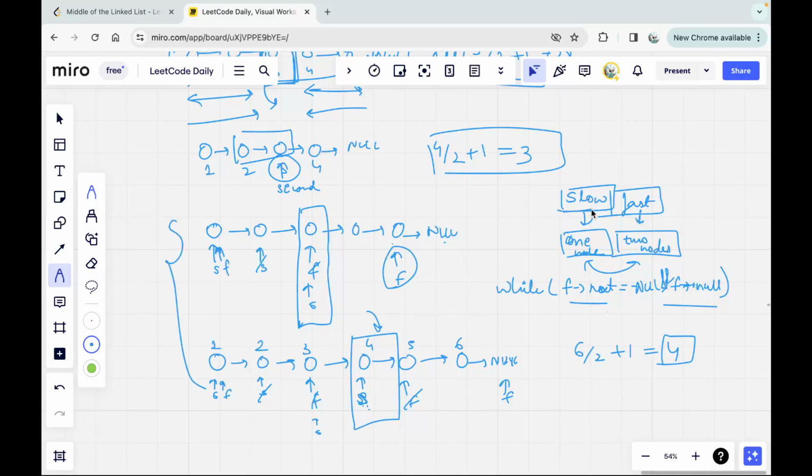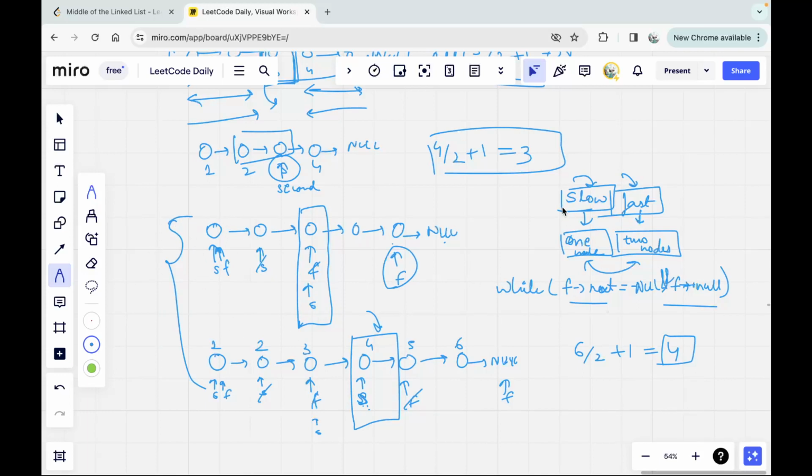So this is the reason why slow and fast pointers are of huge significance when we study linked lists, right? A lot of problems can be solved using slow and fast. There was another problem in which we had to delete the nth node from the end of the linked list. There also we utilized these two pointers, right? So this is how you have to solve this question.